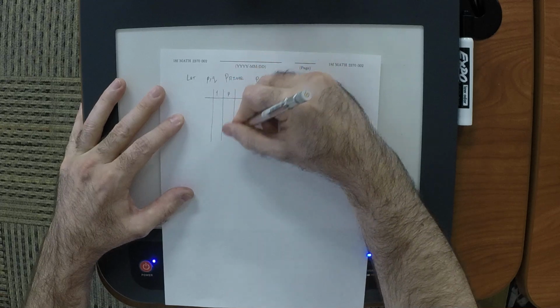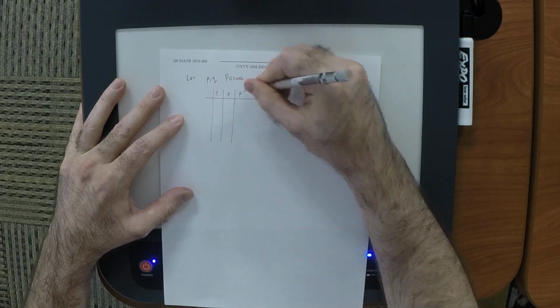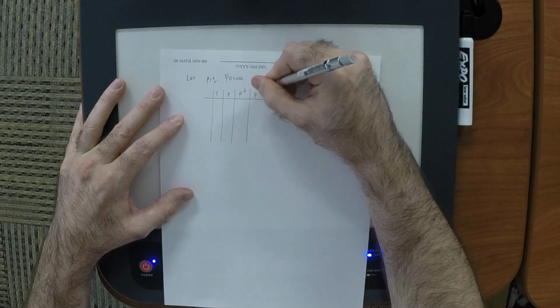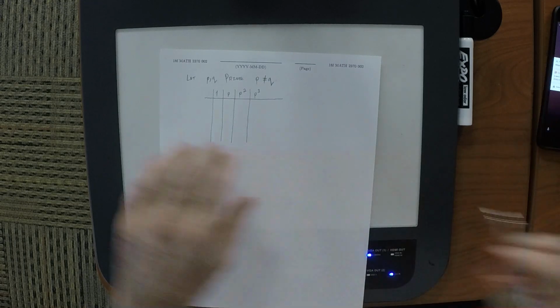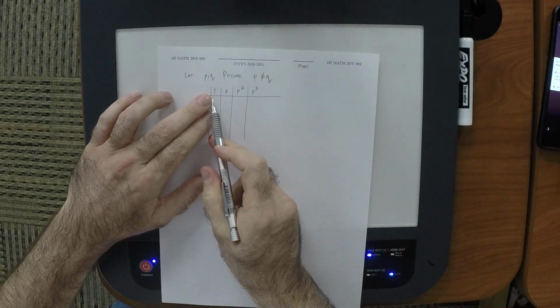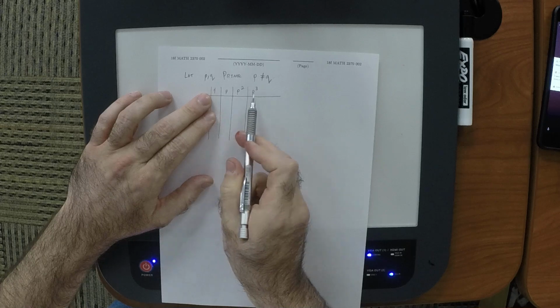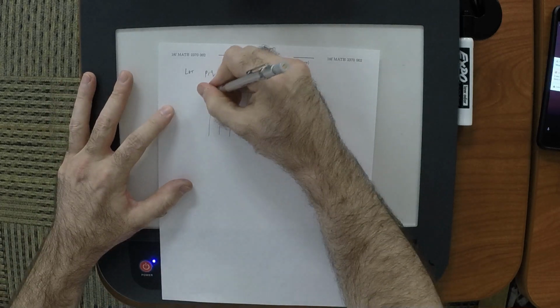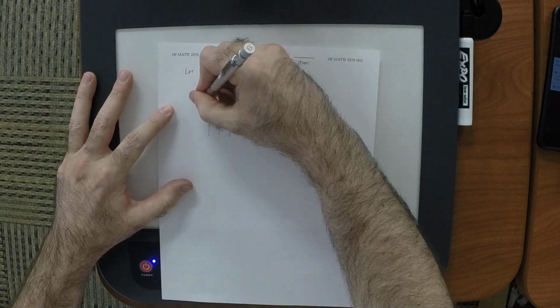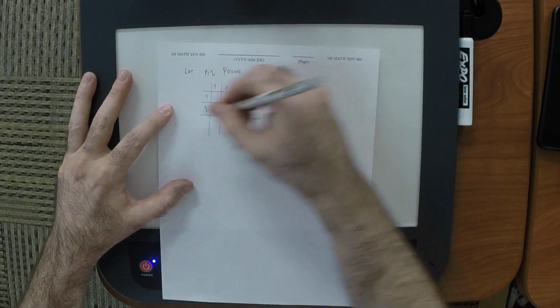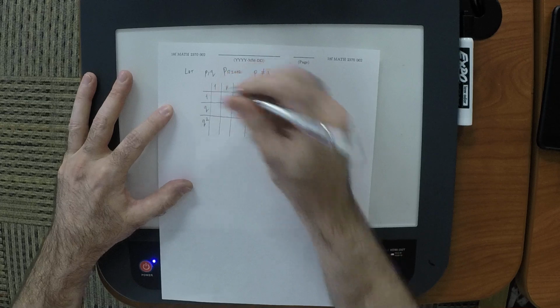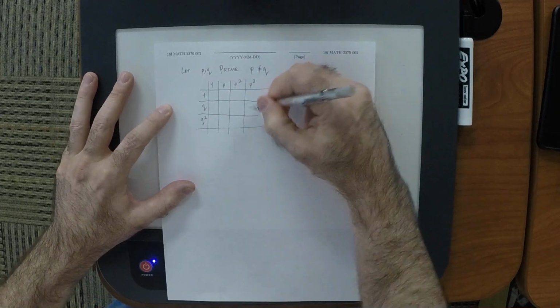Now, what I want to consider is the sequence 1, P, P squared, P cubed. I want you to interpret that as meaning in that first column I have 0 P's, so there's none of them, and then 1, and then 2, and then 3 P's. And similarly, 1 for that one. And then I'm going to write Q and Q squared.